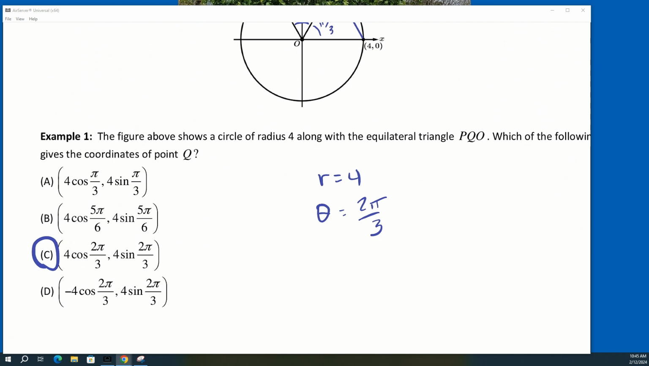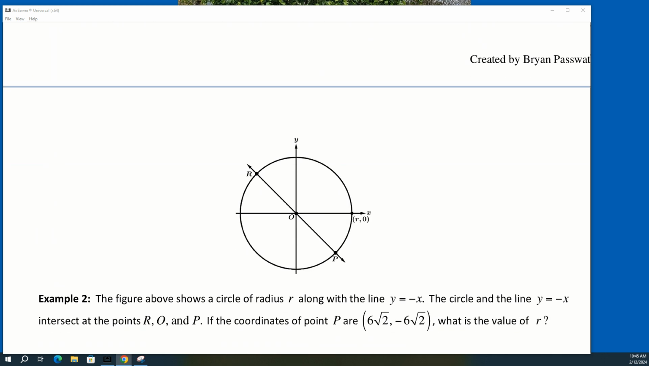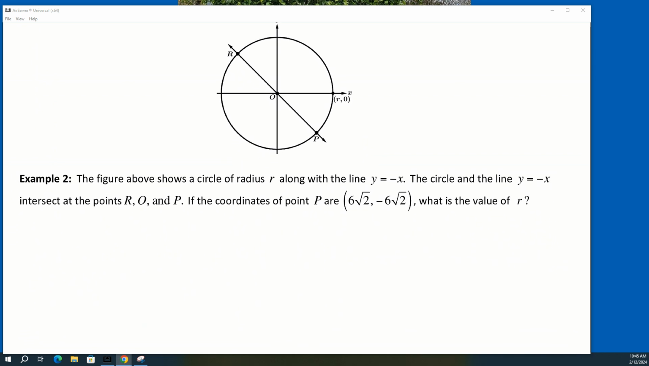All right. Let's look at another one. This one's a little different. So on example 2, this figure shows a circle with a radius r, so we don't know what the radius is. We know that the line y equals negative x intersects the circle at the origin, at P and at R. And we know the coordinates of P are 6 square root of 2 and negative 6 square root of 2. And so what we want to find is the radius. We want to find R.